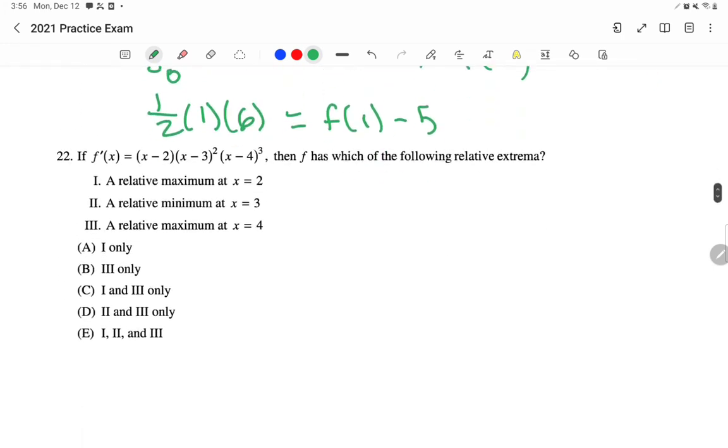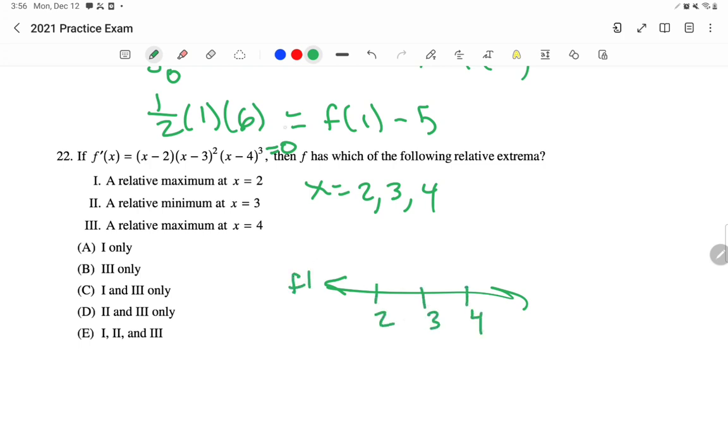All right. We have this f prime of x equation, and they ask which of these would be a relative extrema. So to get a relative extrema, we're going to set this equal to 0. That's going to give me x equals 2, 3, and 4. There is a shortcut for this, but I'm going to just do it this way.